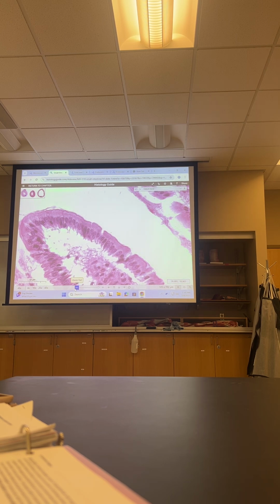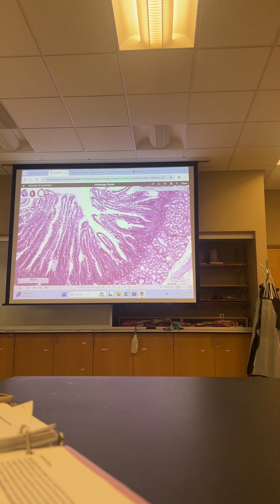And then between the villi are crypts. So this right here would be called a crypt. So in the stomach it's a gastric pit, in the intestine it is a crypt.